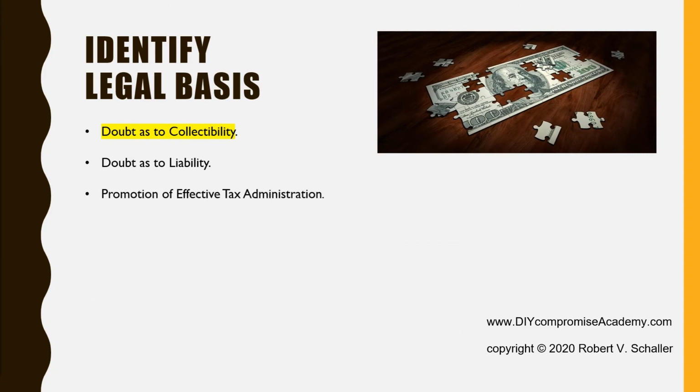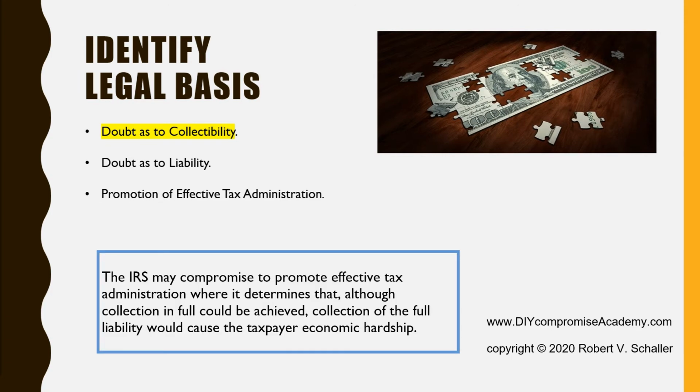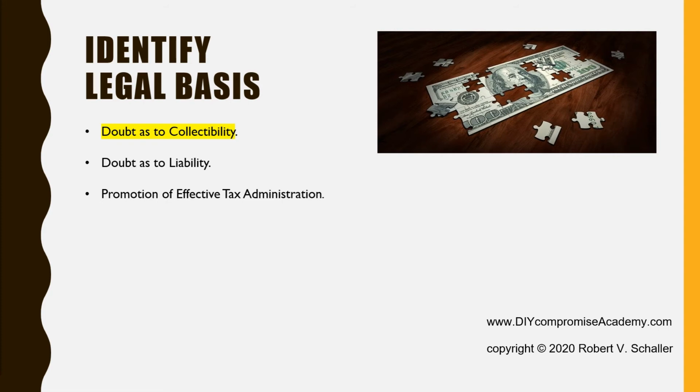The third basis for compromise is the promotion of effective tax administration. The IRS may compromise to promote effective tax administration where it determines that, although collection in full could be achieved, collection of the full liability would cause the taxpayer economic hardship. Economic hardship is defined as the inability to pay reasonable basic living expenses. No compromise may be entered on this basis if compromise of the liability would undermine compliance by taxpayers with the tax laws.